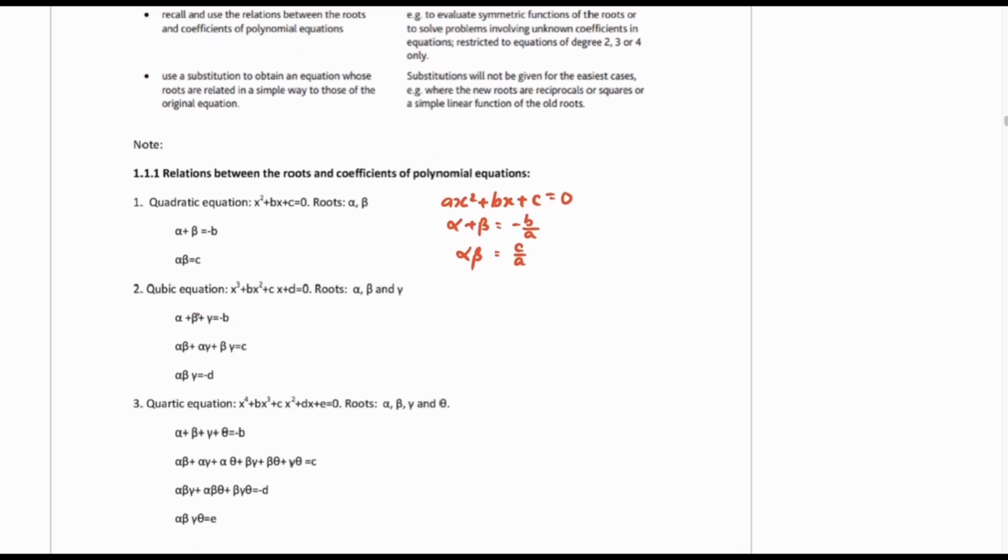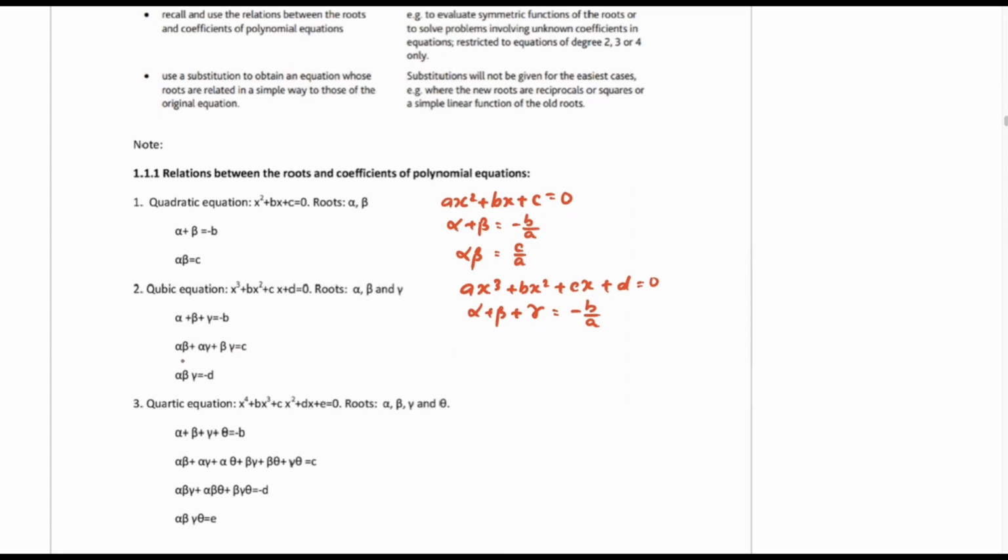Now it comes to the higher power cubic equation. For cubic equation, x cubed plus bx squared plus cx plus d equal to 0. If we are going to add up alpha, beta, and gamma, then it is equal to minus b. So it seems like same situation with this, minus b. Okay. You add up the roots one by one, then you will get minus b. Likewise, in the more general situation, ax cubed plus bx squared plus cx plus d equal to 0, then alpha plus beta plus gamma is equal to minus b over a.